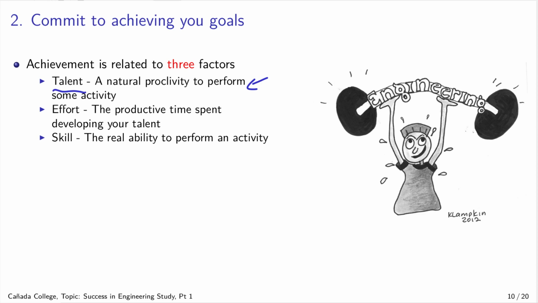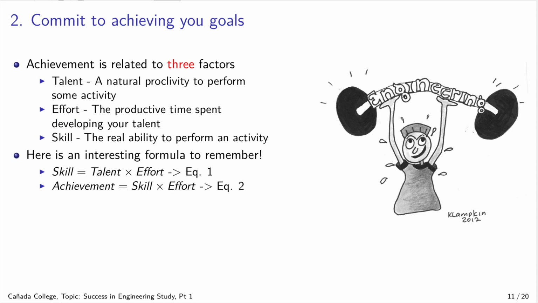The second is something called effort, which is the actual amount of time you spend on developing your ability to make your circuits. For example, if your talent is to do computational programming, then the effort is the amount of time you actually spend developing your talent. And finally, it's the skill. The skill is the outcome of your effort and talent. It's really what you can do as a combination of your talent and effort. So in other words, there is a very interesting way to remember this: skill is the product of your talent times your effort.